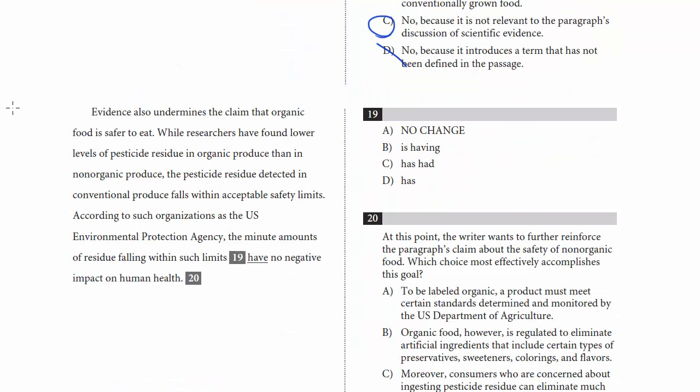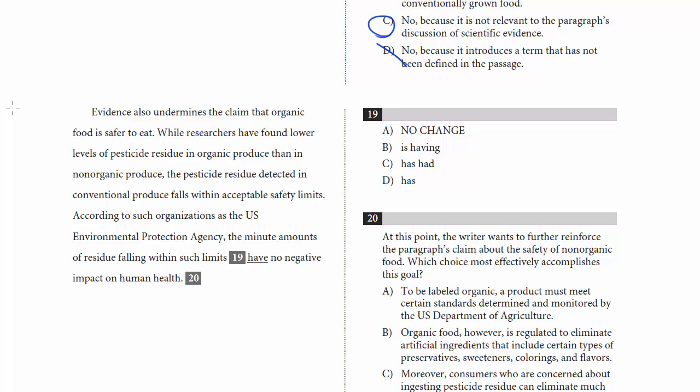Number 19. Evidence also undermines the claim that organic food is safer to eat. While researchers have found lower levels of pesticide residue in organic produce than in non-organic produce, the pesticide residue detected in conventional produce falls within acceptable safety limits. According to such organizations as the U.S. Environmental Protection Agency, the minute amounts of residue falling within such limits have no negative impact on human health.